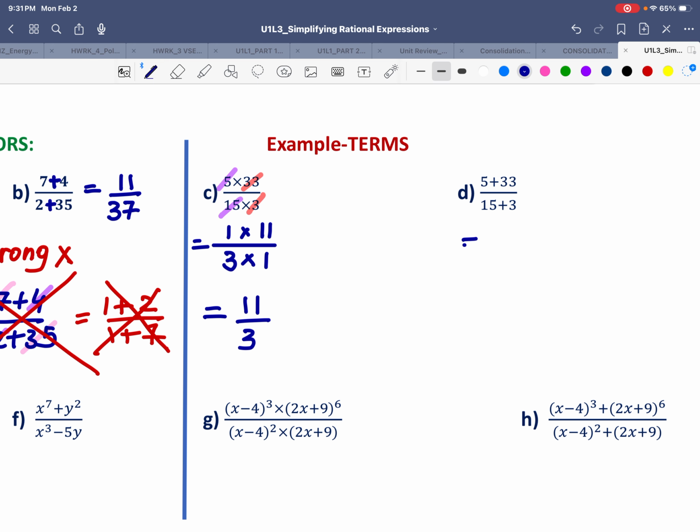However, when you have 5 plus 33 over 15 plus 3, that would be simply 38 over 18. You can reduce this to lowest terms possible. So that would be 19 divided by 9. That would be it. But you cannot simplify the terms.